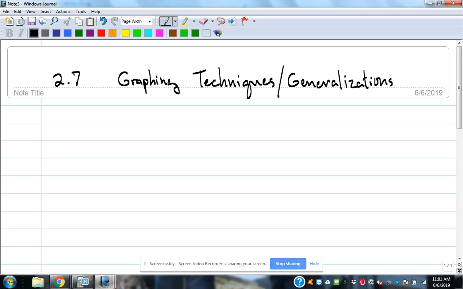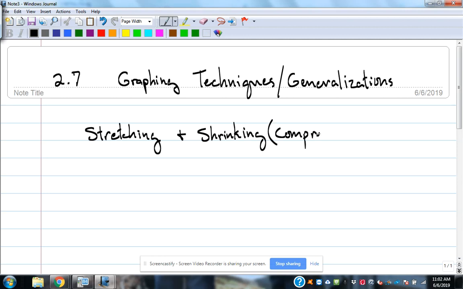It's more of a theory type thing than something that you always do. So we're going to talk about the different things that can happen to an equation and what it does to the graph of that, and try to be able to recognize those or perform those operations in order to show that particular graph. So let's start with stretching and shrinking, or the more proper term is compression.